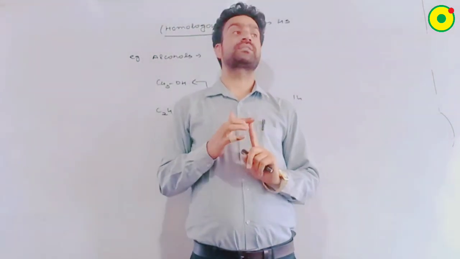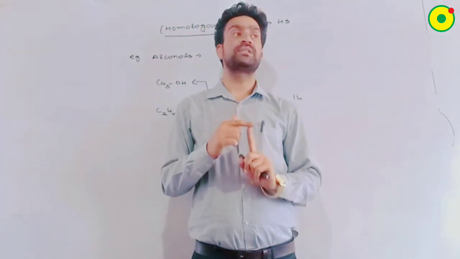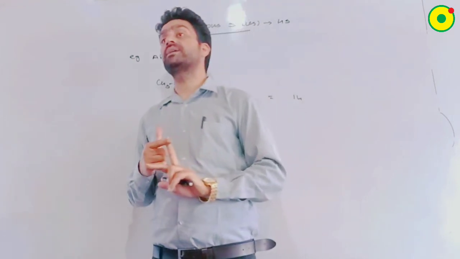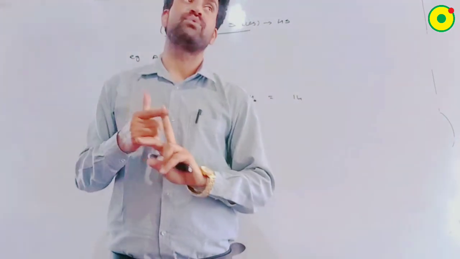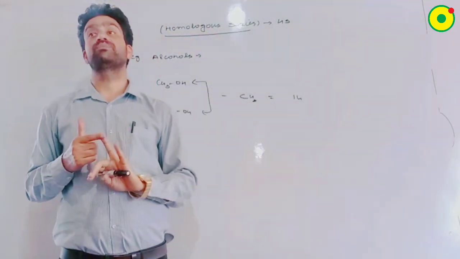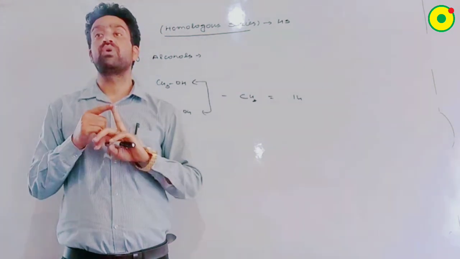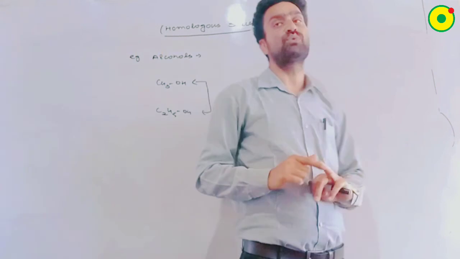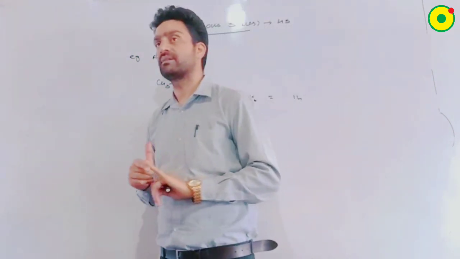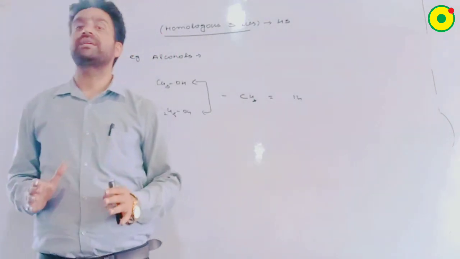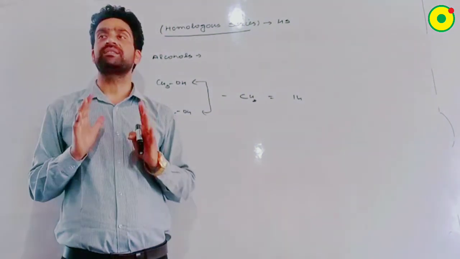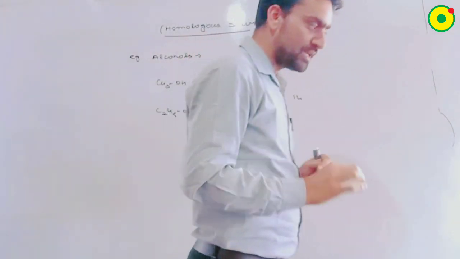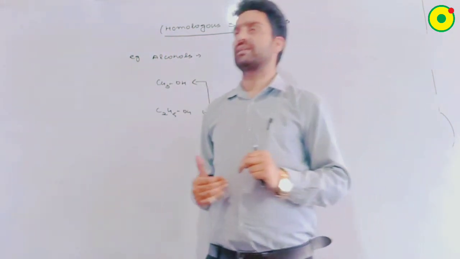The first character is that the two consecutive members differ from each other by one CH2 group. Second is the two consecutive members differ from each other by 14 units. What is the third point? If functional group is present, it must be same in each and every member of homologous series. Next, all the members of homologous series can be represented by similar general formula. Next point, they possess similar chemical properties but different physical properties.